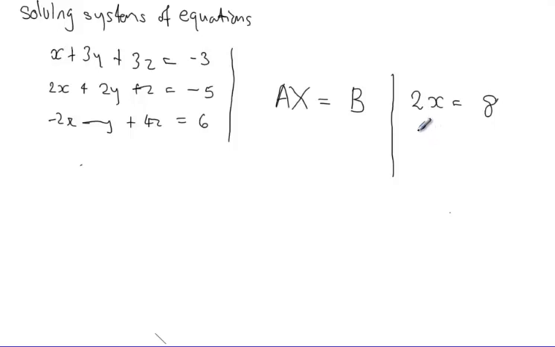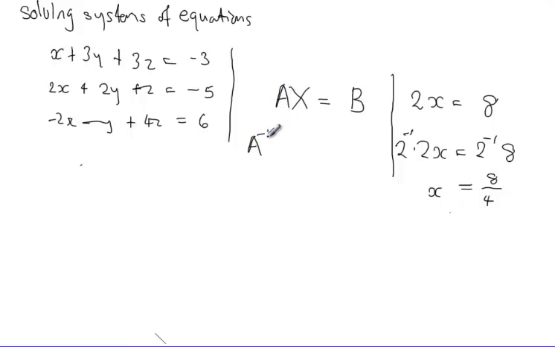But first of all I want to look at 2x equals 8, which you solved by multiplying by 2 to the power minus 1 on both sides. Multiplying by 2 to the power minus 1 is equivalent to dividing by 2, and then you get your x equals 8 over 2.